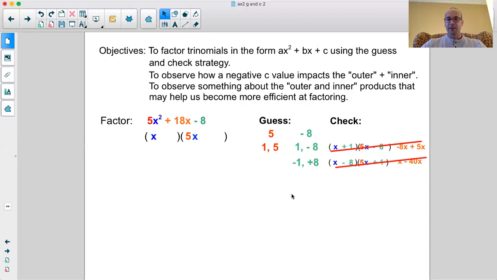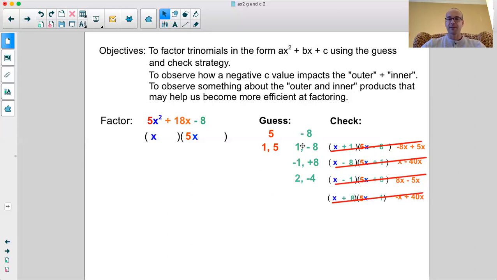Let's move on. So we're going to now do our -1 and our +8. We will still build around the x and the 5x, and we'll put our -1 here and our 8 this time. Check our outer and inner, and that's a 3x. That's no good. Next, we'll keep the same numbers. We'll switch the location, and we get an outer and inner of -x and 40x, +39. That's no good. Okay. Next, I think we need to move past our 1s and 8s because we've done every pairing we can think of, and let's go to our 2 and 4.